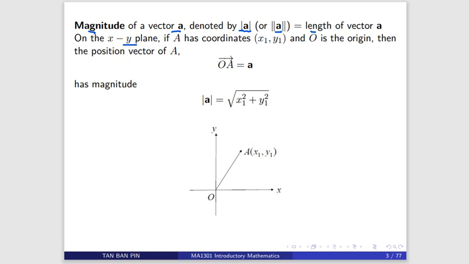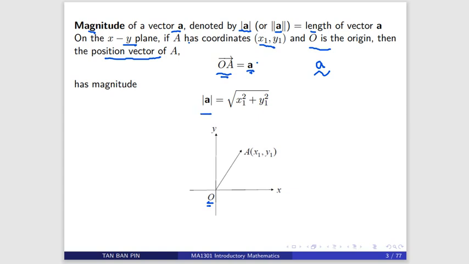On the xy plane, if A has coordinates x1, y1, and O is the origin, then the position vector of A is written as vector OA, and you use small a to denote it. When printing, we can print it bold, or if you write it, as a with a tilde below. So OA is the position vector of A. The position vector starts from the origin O.